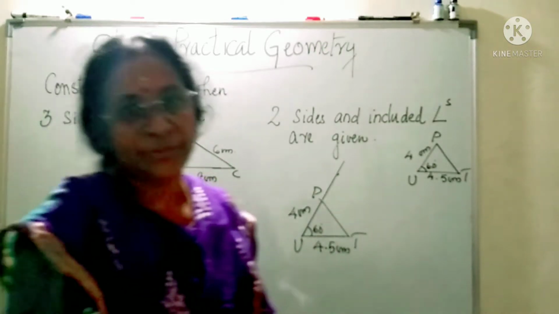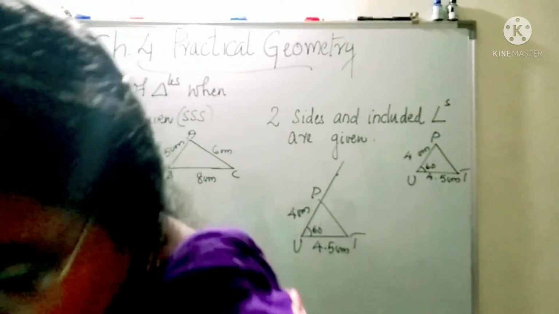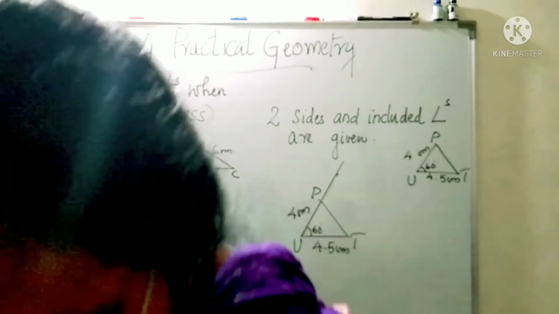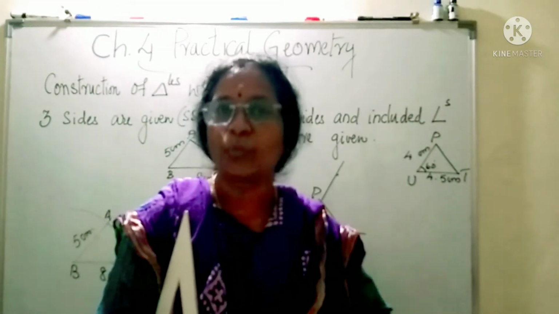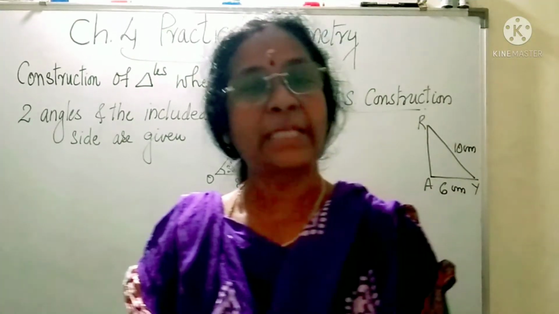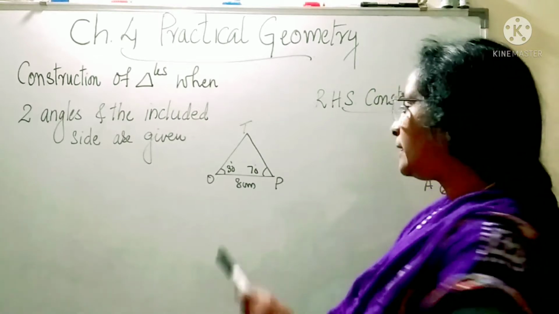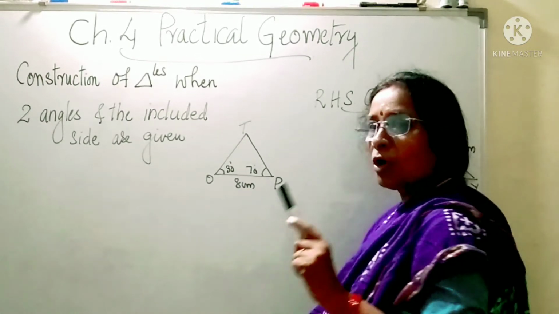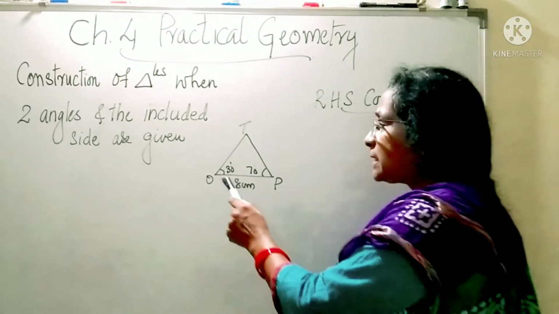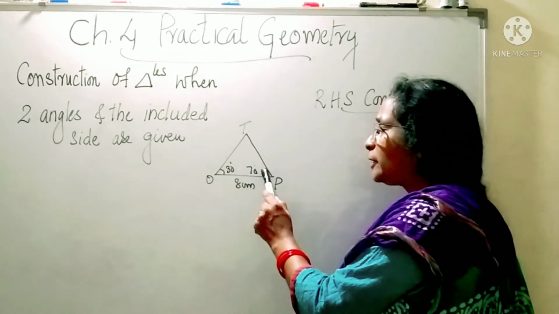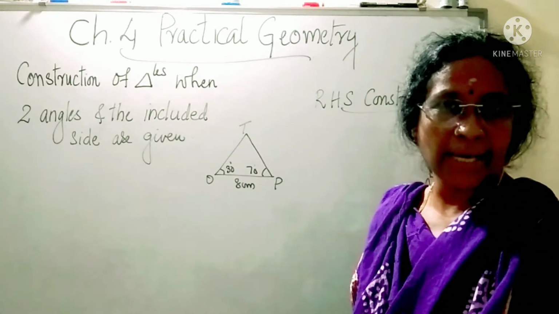So these are the two constructions of triangles which we learned today. That is, one is using SSS construction and the other is using SAS construction. There are two more. Let us do that. Now the next construction is when one side and two angles are given, or two angles and the included side is given. That is, this is angle 1, angle 2 and this is the included side. These three measures are given.